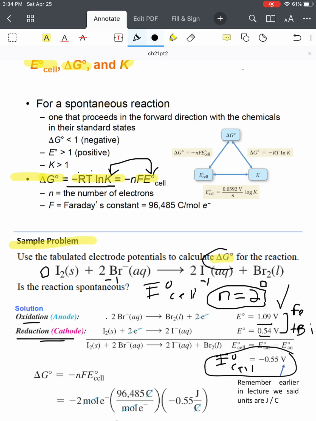Now we're not asked that in the problem. We want to find the delta G, so how can we do that? Well, all we need to do is use this equation, okay? So we kind of plug and chug at this point. We don't know what delta G is, but we're going to find it. We know that delta G is equal to N times F times E0 cell. So we plug in the values. Now I said that since this balanced chemical equation involved 2 electrons, N is equal to 2.